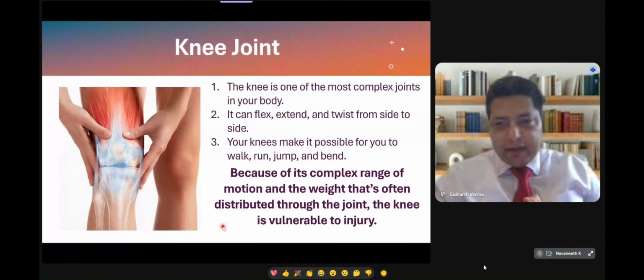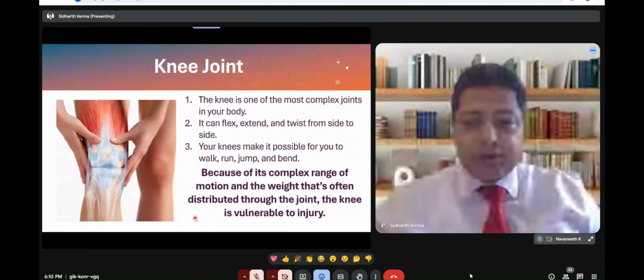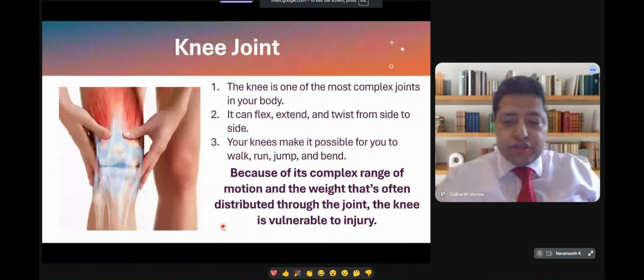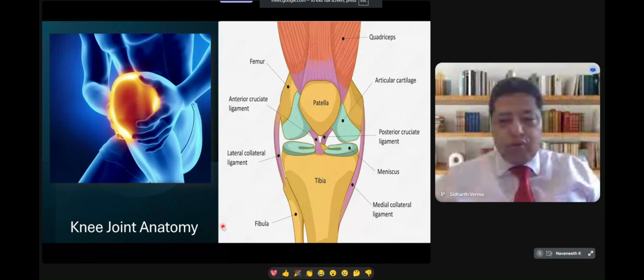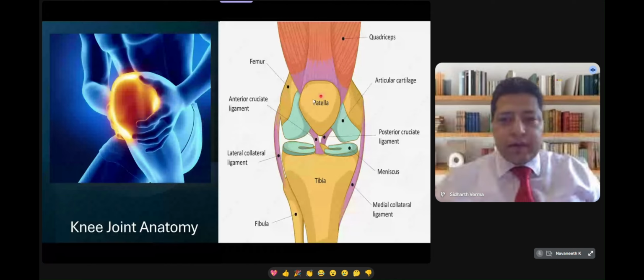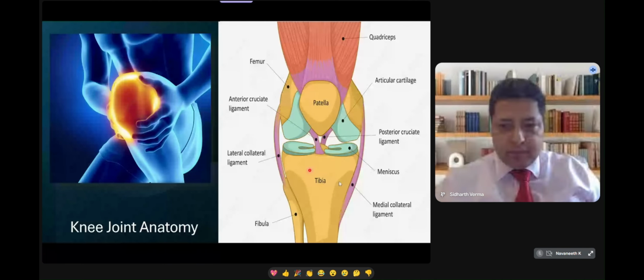bend. And since there is a complex range of motion, and the weight is often distributed through the joint, the knee is vulnerable to injury. Okay, so if you see this, you should know what your knee consists of. In the front, the hard surface which you see is the patella. That is also a bone. And this muscle which you see from the top is the quadriceps muscle, and it gets attached to this lower bone which is known as the tibia.